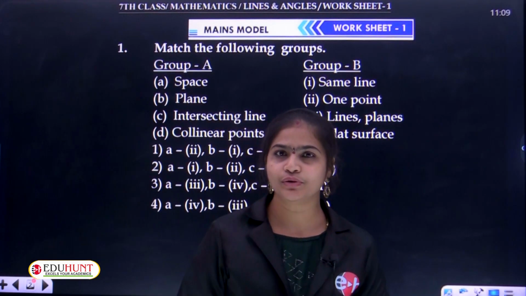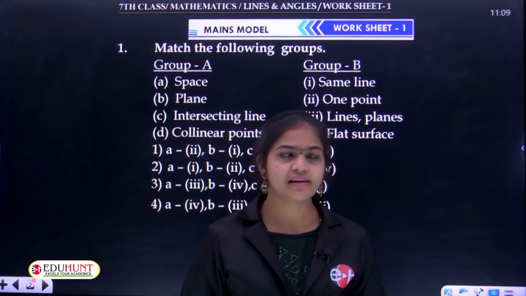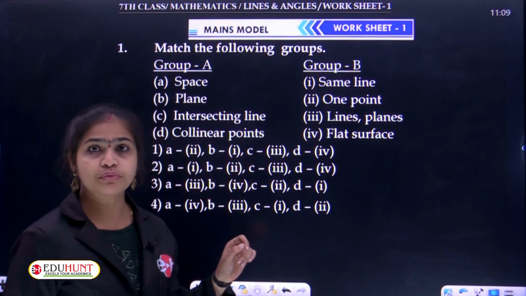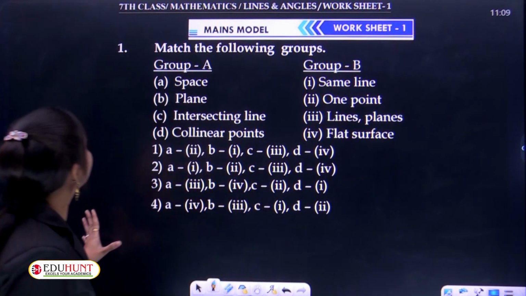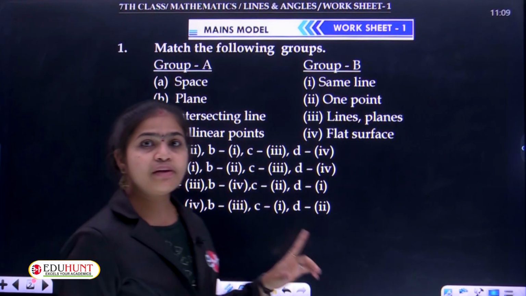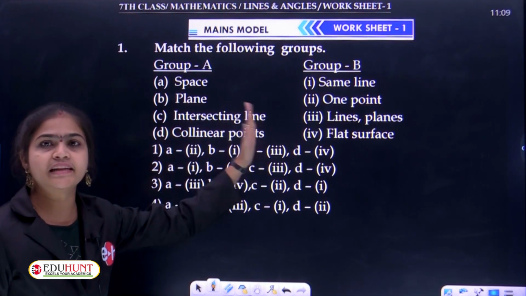Children, in the previous video, we discussed concept 1, which is related to lines and angles, right? In this video, we are going to discuss worksheet 1, which is related to concept 1. See here, what is that? Match the following groups. Column A and column B are given. We just have to do the matching.